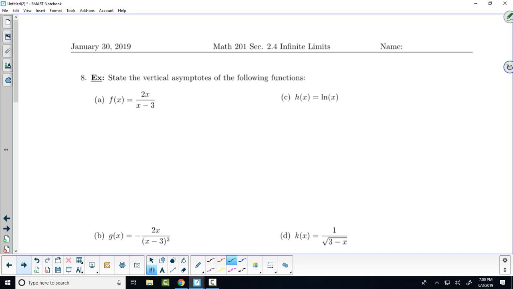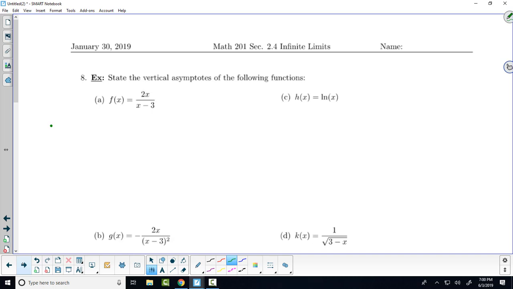This function's not defined where? At 3. So at 3, we will either have a vertical asymptote or a hole or both. We will see one example of a function that has both a vertical asymptote and a hole at the same location. That'll be kind of interesting. You may not have seen one of those before. So, what's happening at x equals 3? I don't know. Let's go find out.